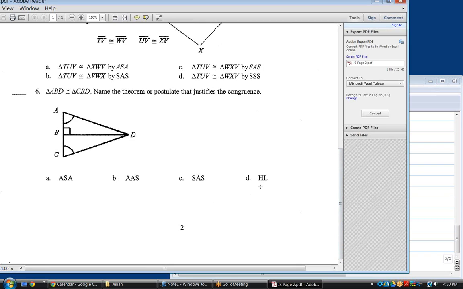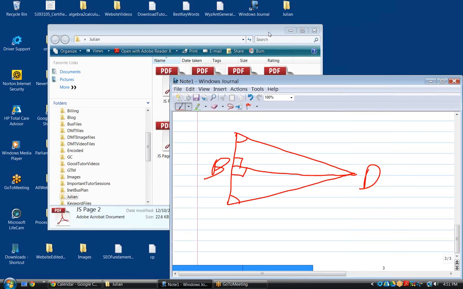Now we can't really use the hypotenuse one because they didn't tell us that this hypotenuse is equal to that hypotenuse. Okay, let me open another page.